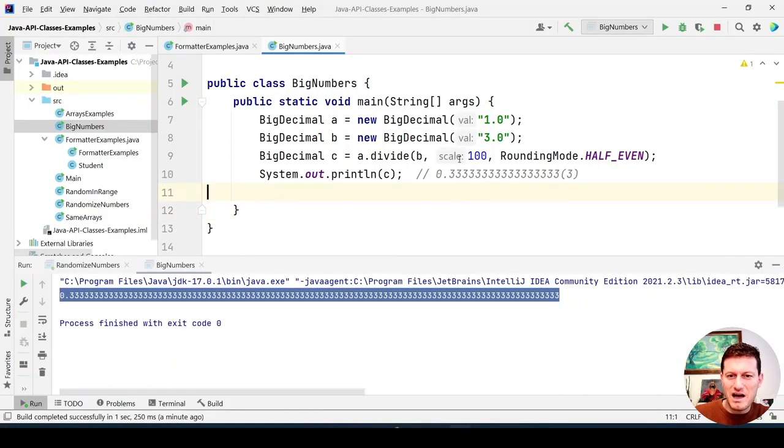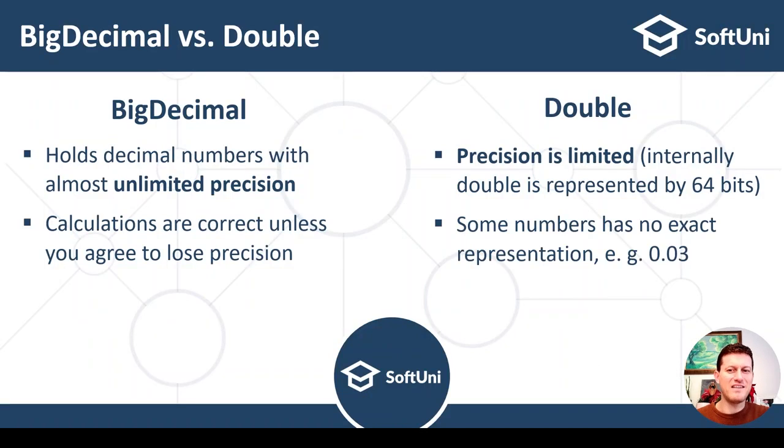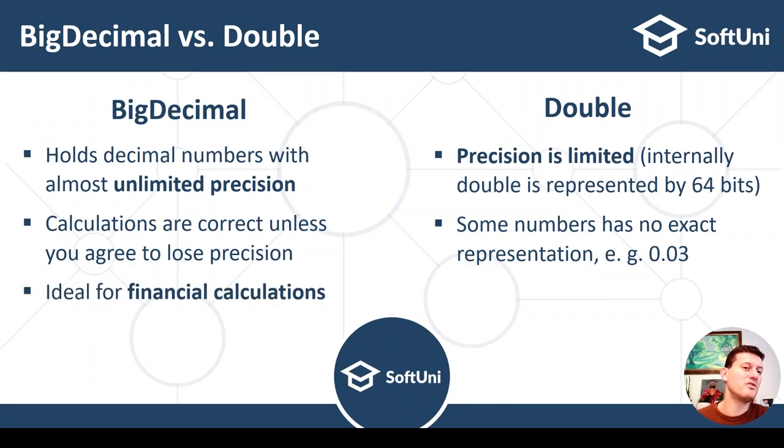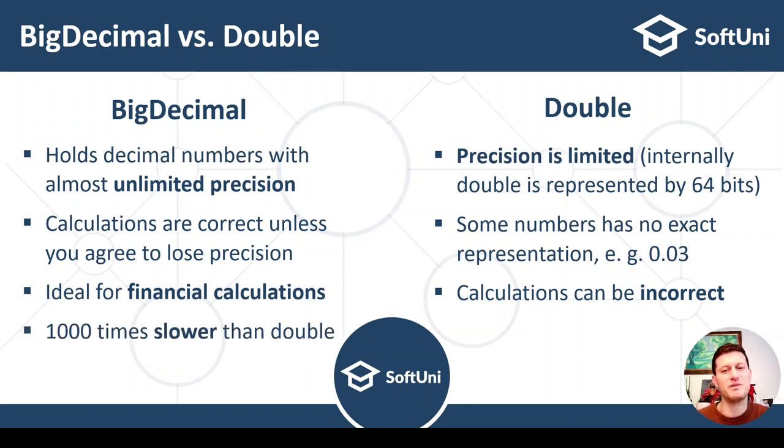In this example, I agreed to lose precision after the 100th digit. And some numbers in double cannot be represented exactly. For example, 0.03. It's a big story, but in general, some numbers cannot be stored in double. That's it. And sometimes some very simple numbers like this one. BigDecimal is ideal for financial calculations because it doesn't make mistakes, and double may result in incorrect calculations. Sometimes, not always, but sometimes.